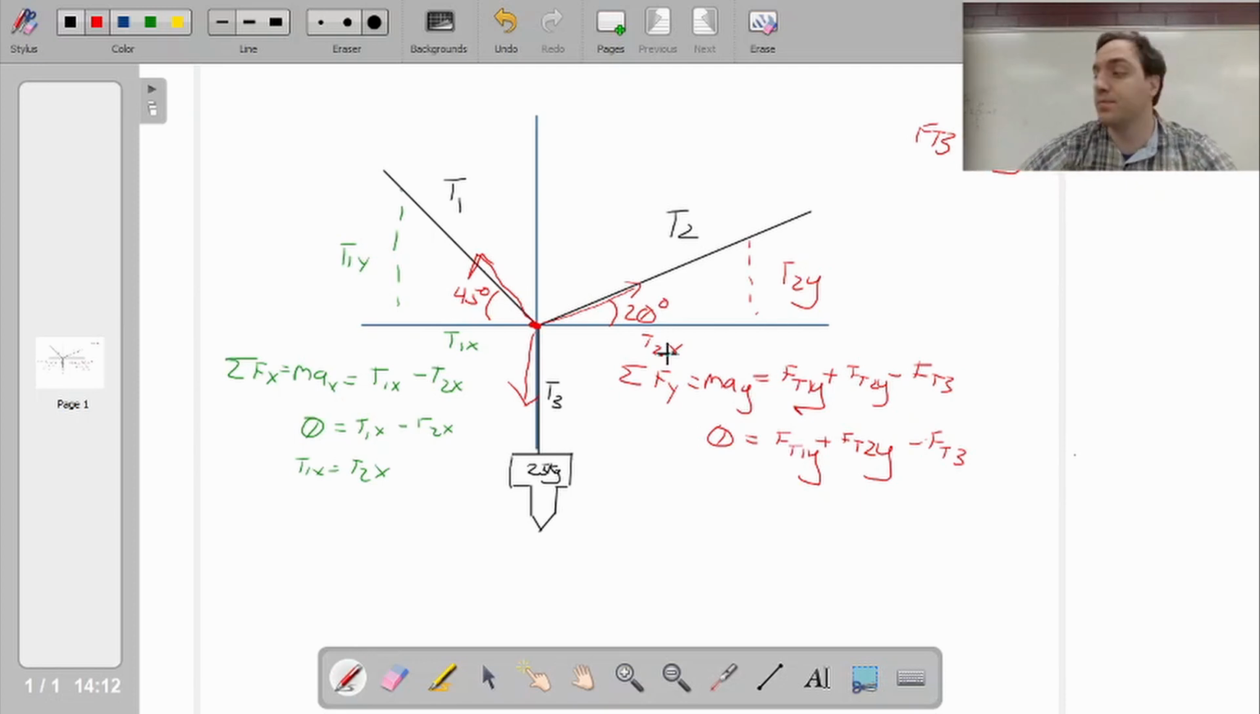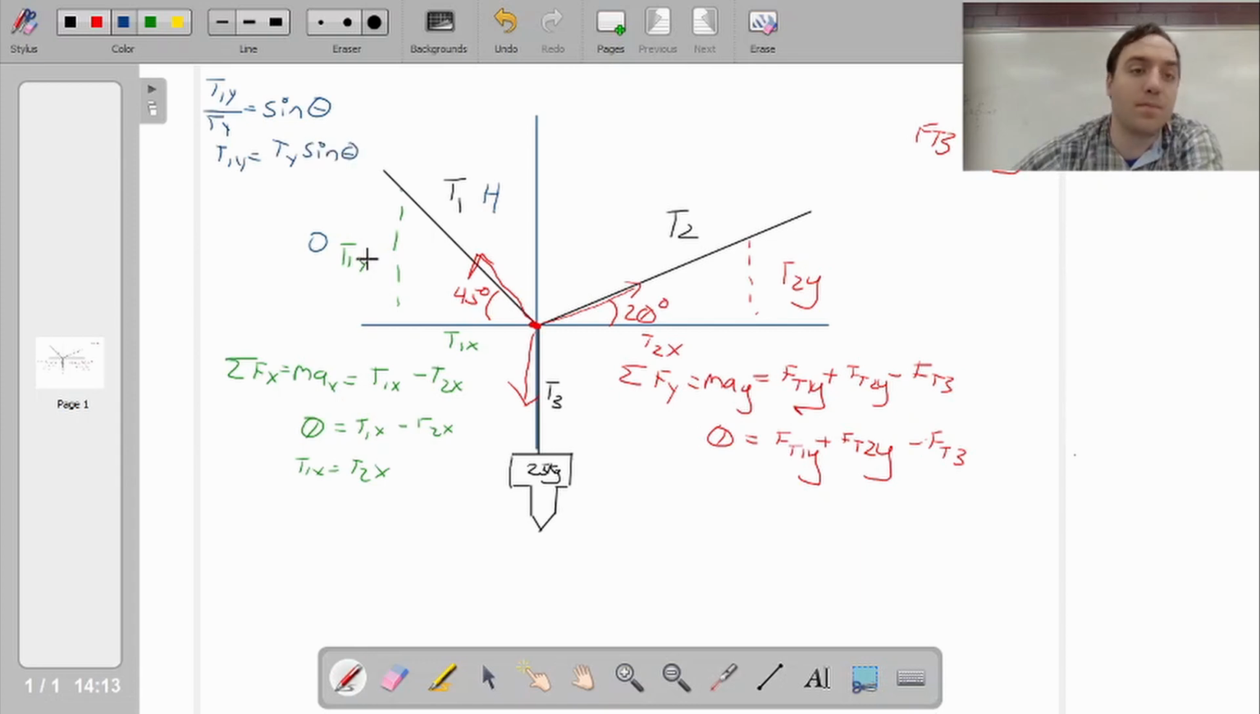Now, we think we have a lot of unknowns and such, but we can simplify it down to terms we know. For instance, if I focus over here, I know that T1 in the y direction over T1, opposite and hypotenuse sides, will equal sine of my angle. Or in other words, T1y equals T1 sine theta. I can do the same thing for T1x and get T1x equals T1 cosine theta.